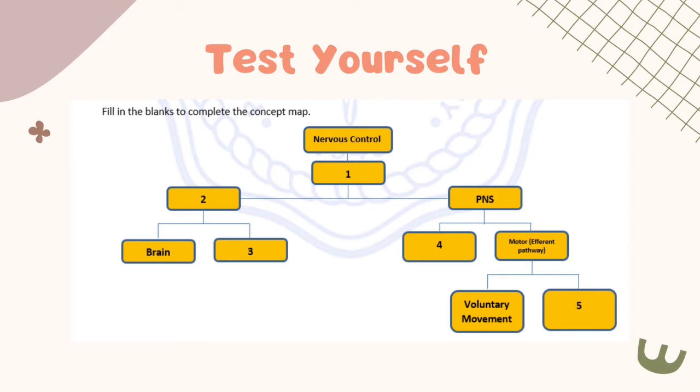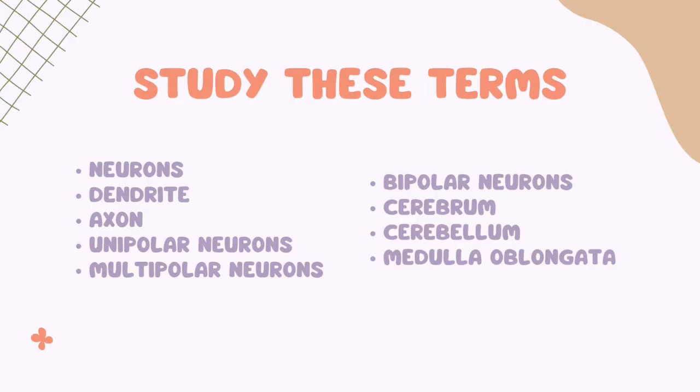Next we have the terms that we're going to encounter as we go on to our discussion. The first one is the neurons. Neurons, by definition, are the basic cells of the nervous system. They are responsible for transmitting signals by electrochemical processes. Number two is the dendrite.